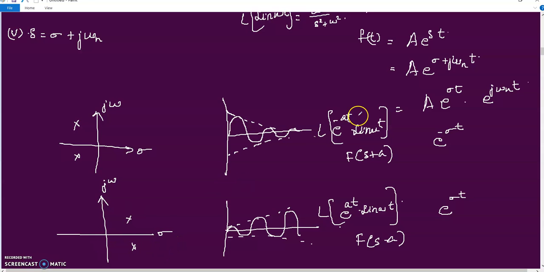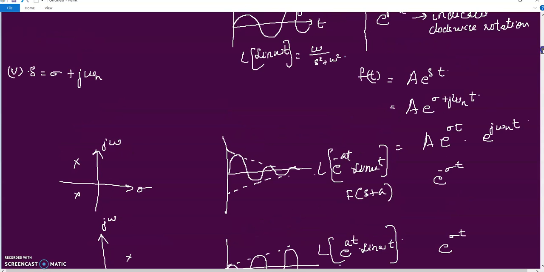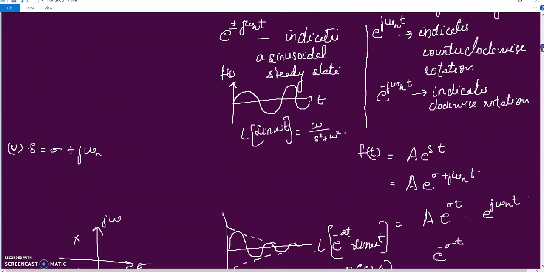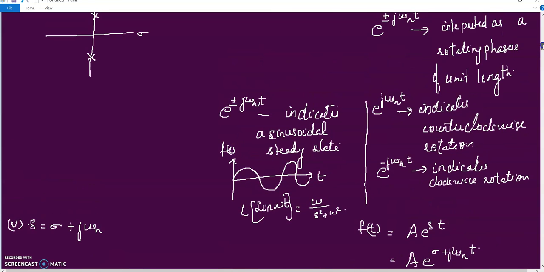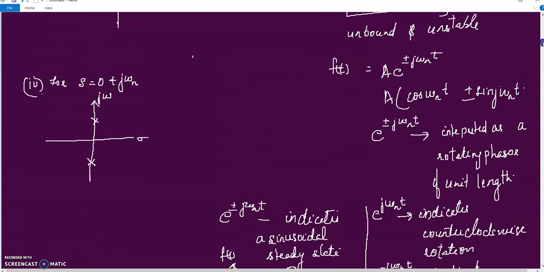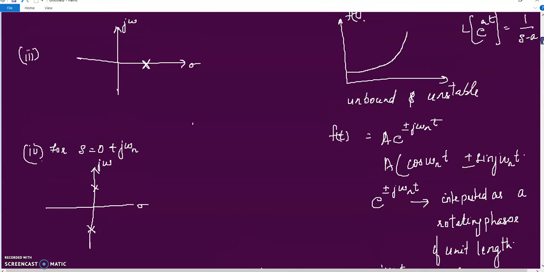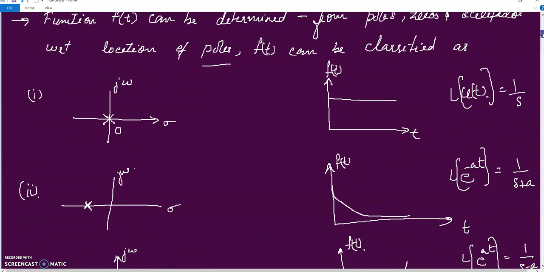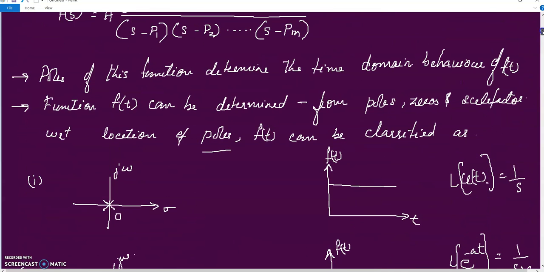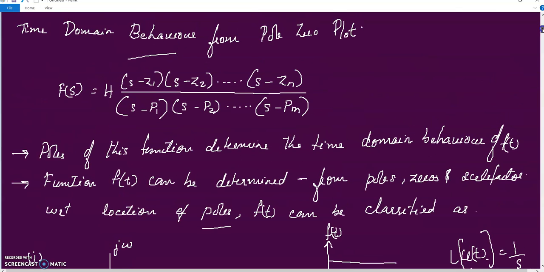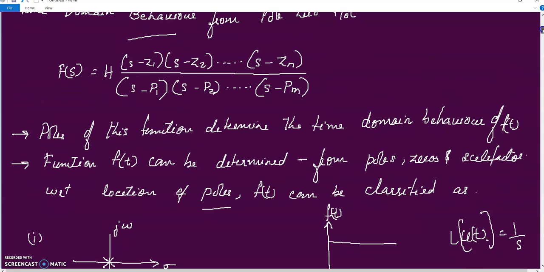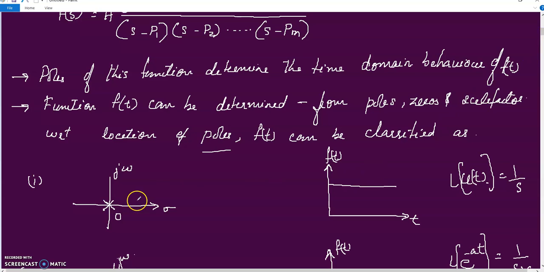I told you about the Laplace transform of each function just for you to compare with the Laplace transform in the time domain and frequency domain as we have studied before. Here we have to study just all the 6 properties of the poles and zeros, the time domain behavior from the pole-zero plot. That is, we have to learn the frequency response for each position of poles.